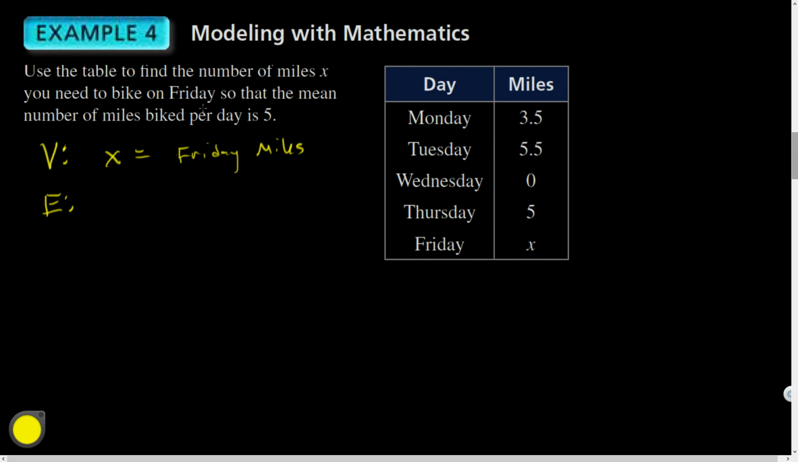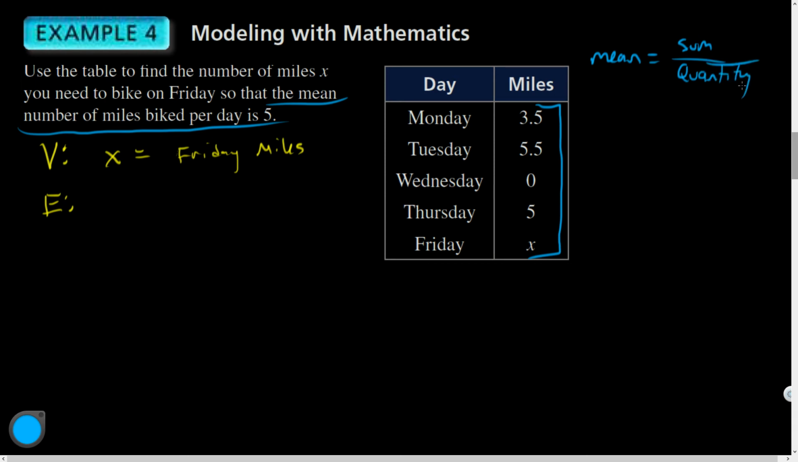Well, let's see. What do they say? They want the mean number of miles. Okay? So I'm going to take this information. And how do I find a mean? Yeah, number of them. You could describe that as quantity. How many there are. Quantity. There we go. All right. Yeah, there we go. Look at that fraction bar.